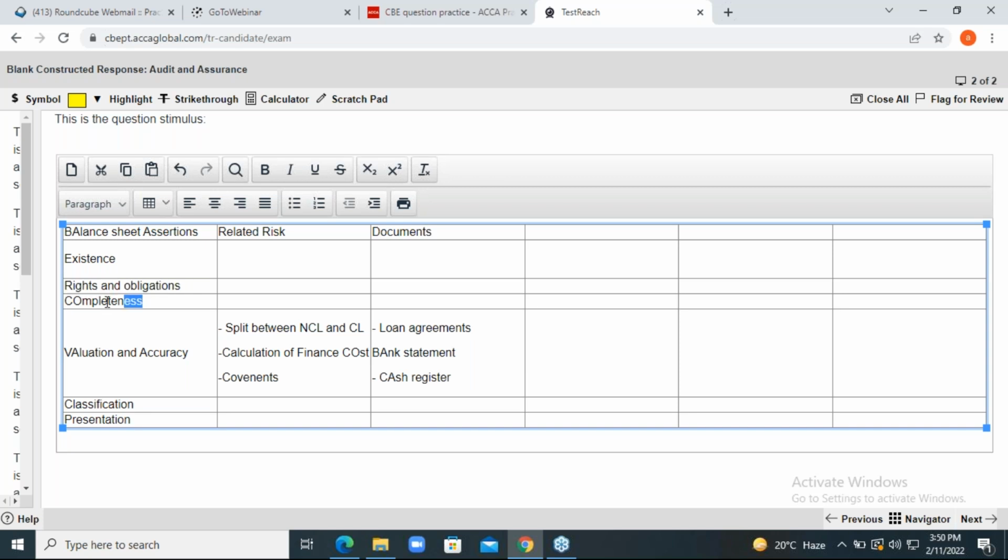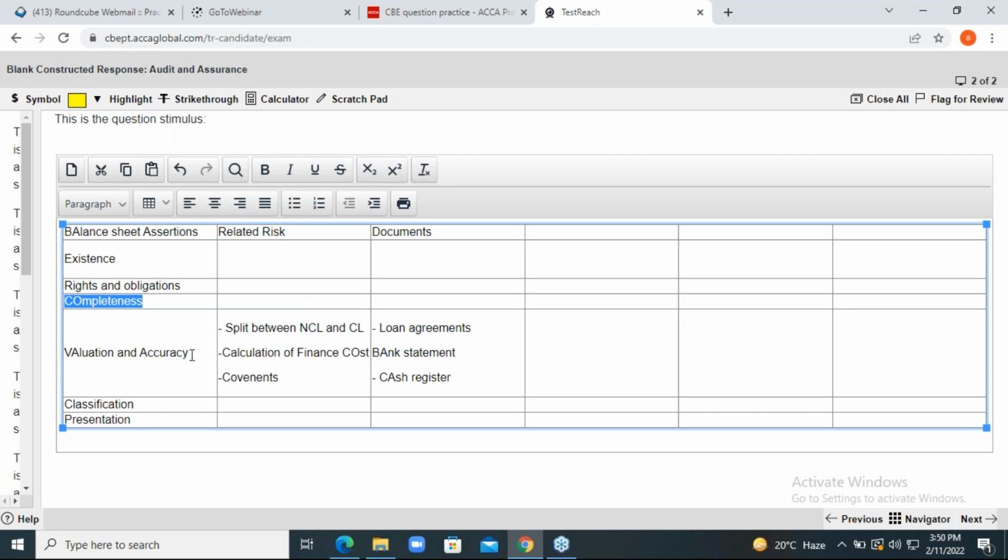If you want to confirm completeness, completeness means that all the loans that are taken from different banks should be recorded in the financial statements. This is called the completeness assertion. So what you can do, you can tally the bank statement and you can tally the financial statements to confirm whether all loans are recorded in the financial statements or not.